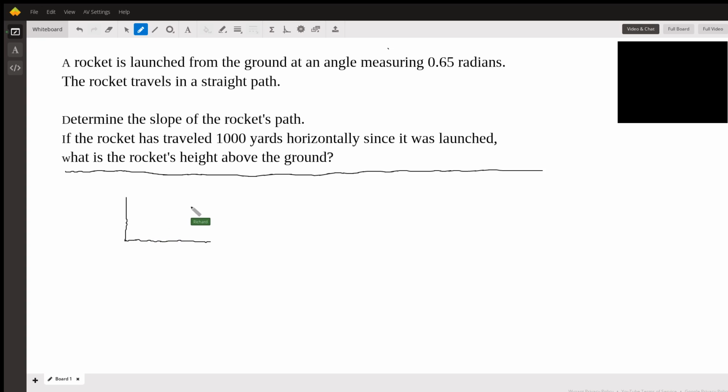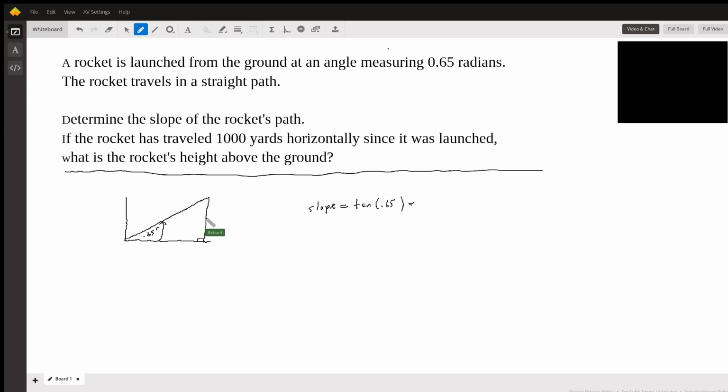And so we have this kind of thing, and this is 0.65 radians. I'll put an R here instead of a circle that would indicate degrees. And then we have this right triangle here. And so here's our angle, 0.65, and we're in the first quadrant here. If we want to know the slope, it is the same as the tangent of 0.65 radians.